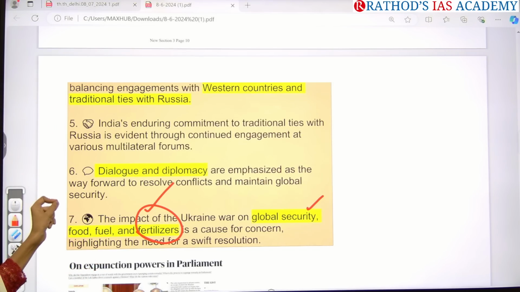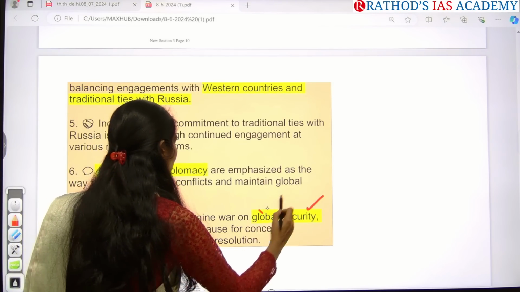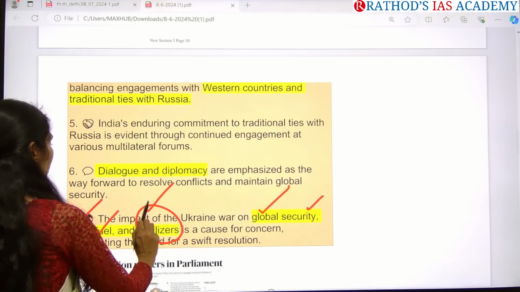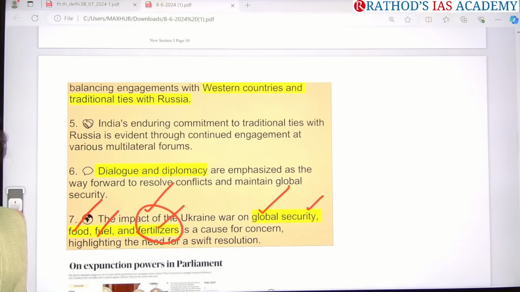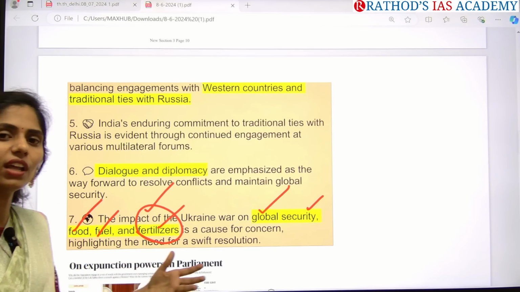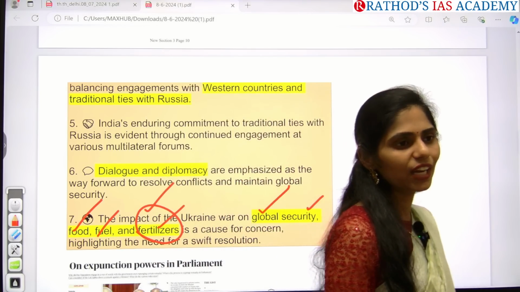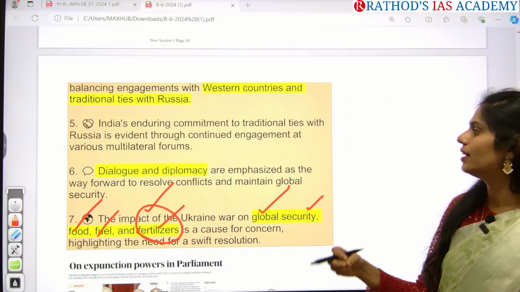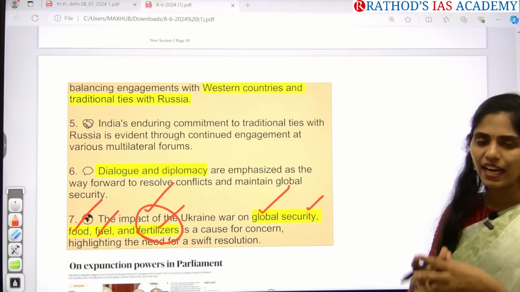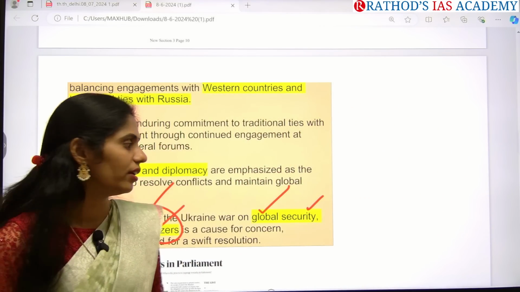Because of this Russia-Ukraine conflict, some issues are coming into the picture. There are global security issues, food, fuel, as well as fertilizers. These are causes of concern, and we have to take them into account whenever we are having discussions with Russia. So we have to be very diplomatic and very clear about what our concerns are and how we can resolve them. All these things you need to focus on.